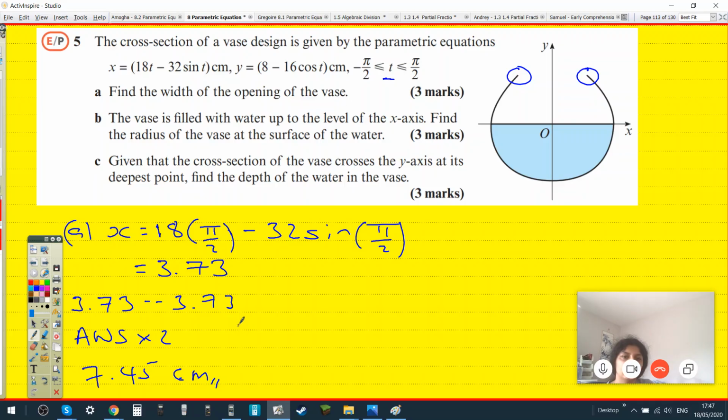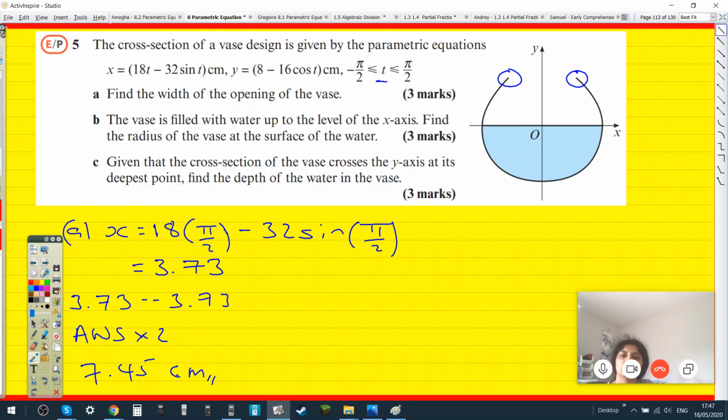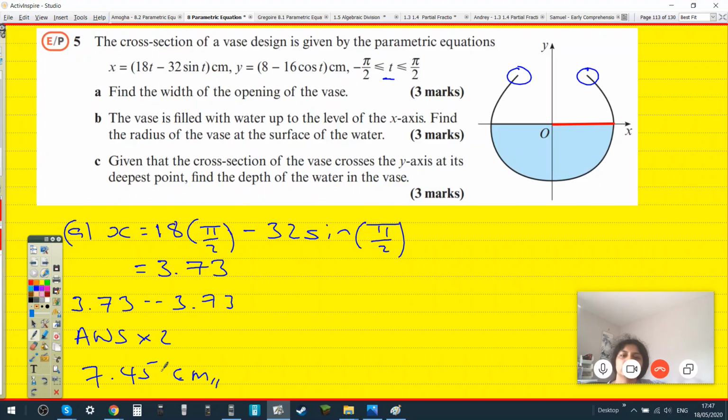What does it mean by find the radius? Radius from the center to the circumference. The vase is filled with water up to the level of the x-axis. Find the radius of the vase at the surface. So you have a 3D vase, and you're just finding the radius of the 2D circle. It's to do with a rotation, volume of solid of revolution.